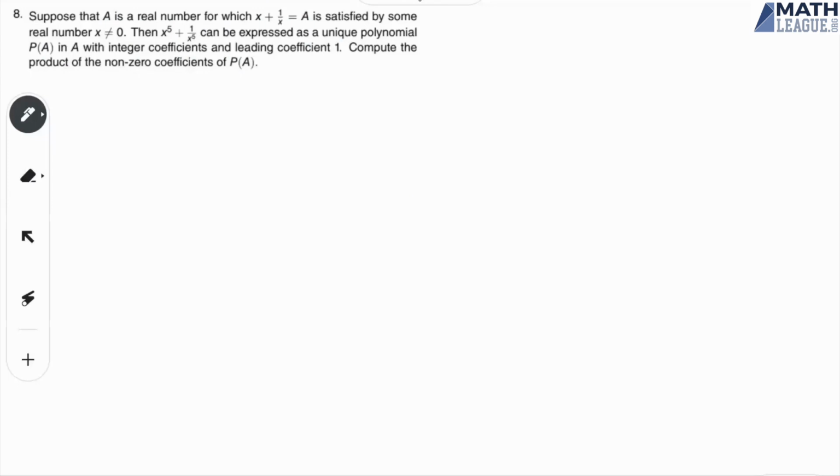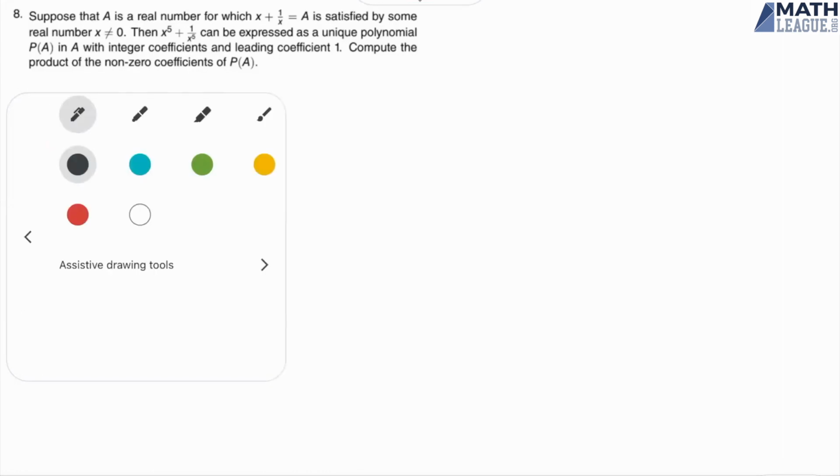All right. So this is target number 812302. Suppose that A is a real number for which x plus 1 over x equals A is satisfied by some real number x not equal to 0. Then x to the fifth plus 1 over x to the fifth can be expressed as a unique polynomial P of A with integer coefficients and leading coefficient 1. Compute the product of the non-zero coefficients of P of A.